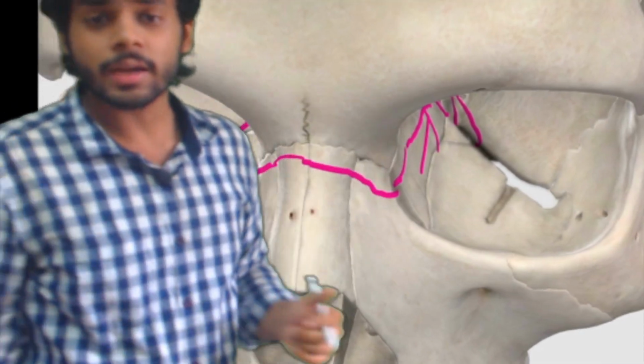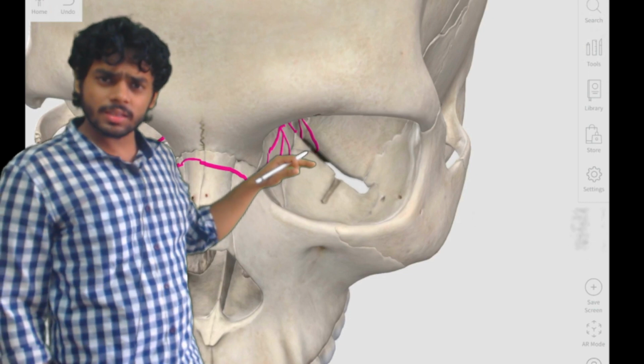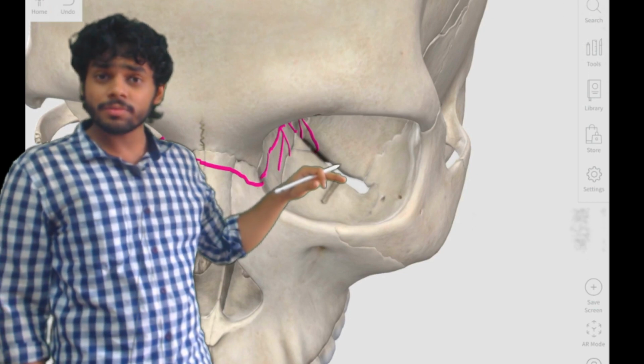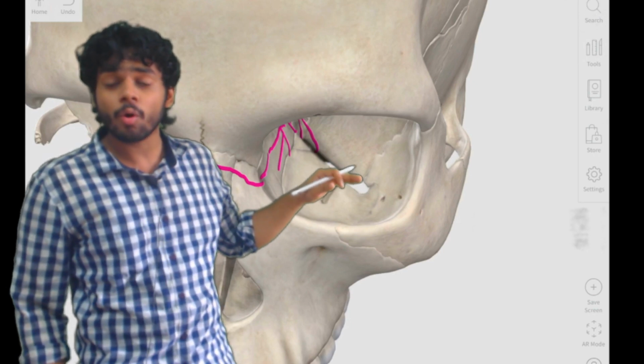Okay, see here, please look here. Here, this is the inferior orbital fissure. Inferior orbital fissure is the natural line of weakness.